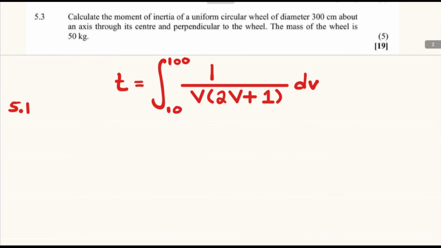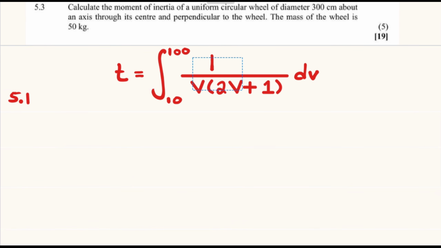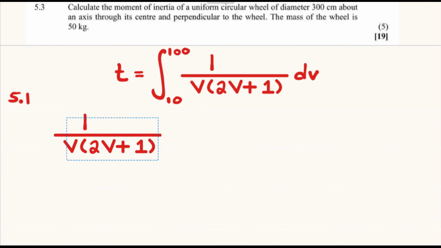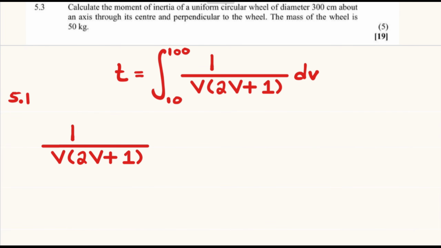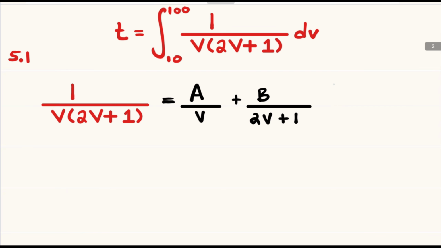To solve this integral, we are going to use partial fraction decomposition. So let's isolate the integrand and decompose. Since we have unique linear factors, the decomposition will be a divided by v plus b divided by 2v plus 1. And we have to determine the numerical values of a and b.